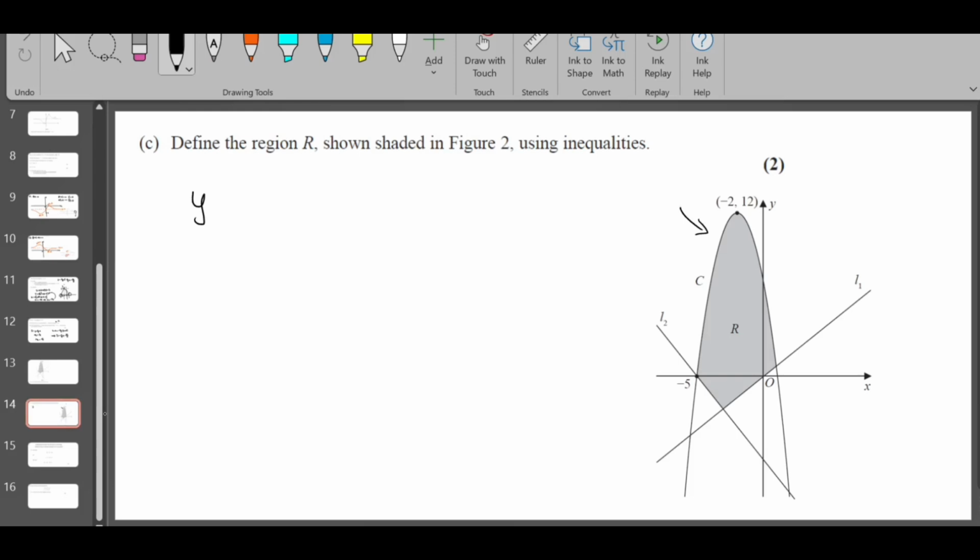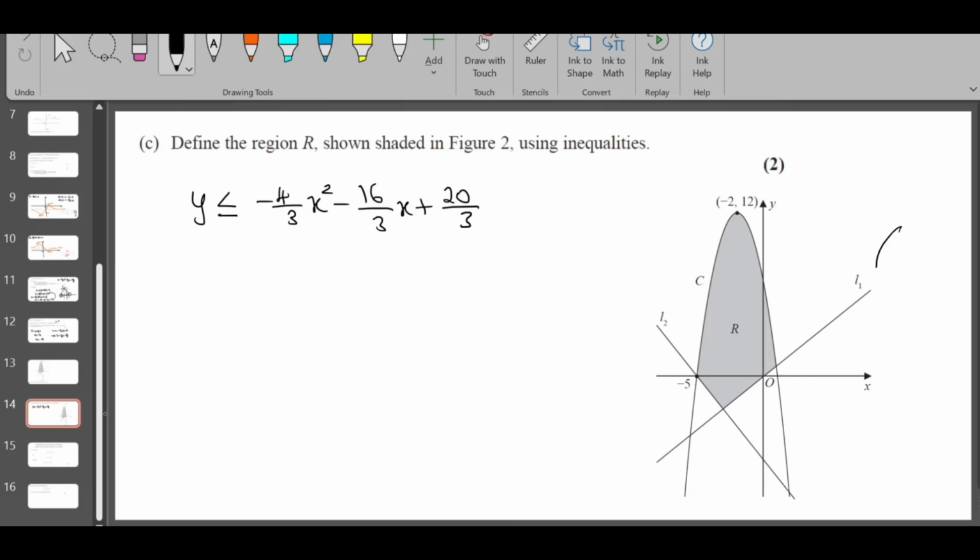y is equal to minus 4 over 3 x squared minus 16 over 3 x plus 20 over 3. The inside of the curve is shaded. If it's inside, we consider it as below, and the curve has a solid line, not a dotted line. So the inequality is going to be less than or equal to.